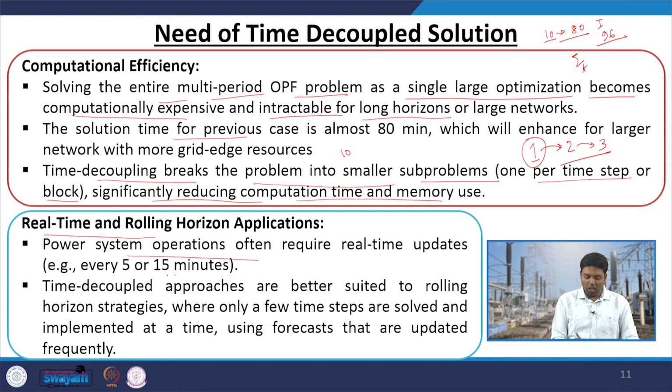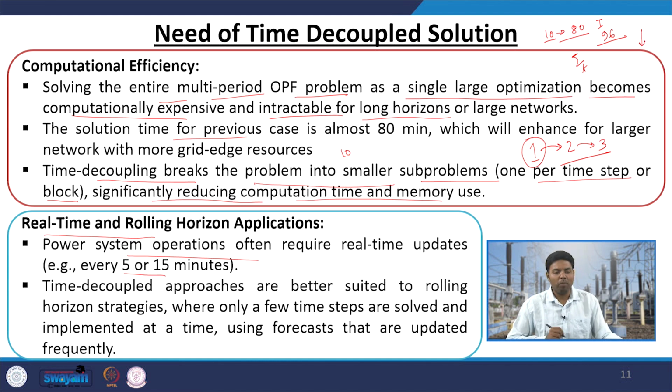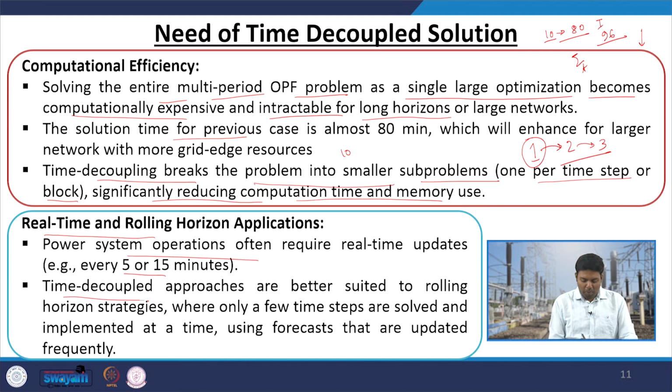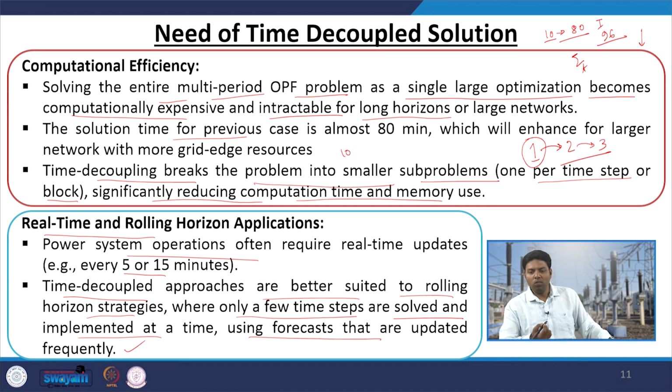Mostly, all the power system operations are done in 5 or 15 minutes. So, if you get a solution algorithm which can give you a solution within 5 minutes, that means your algorithm is fit for real life application. So, time decoupled approaches are better suited to rolling horizon strategies, where only a few time steps are solved and implemented at a time using forecasts that are updated frequently. So, you can take the updated value, solve for the next time step, give the decision, then again take that new updated value and solve again.